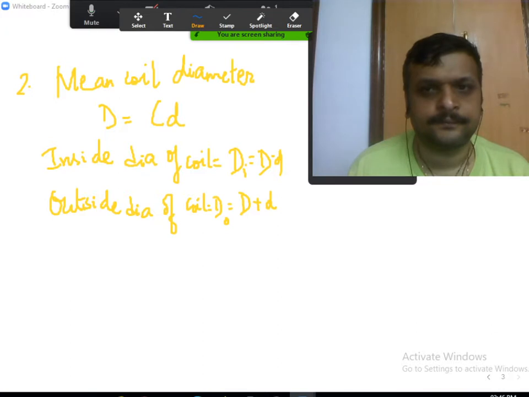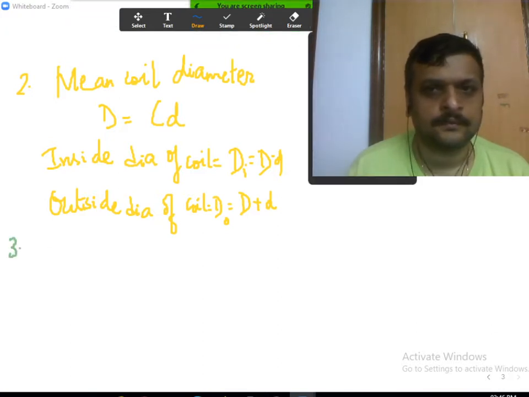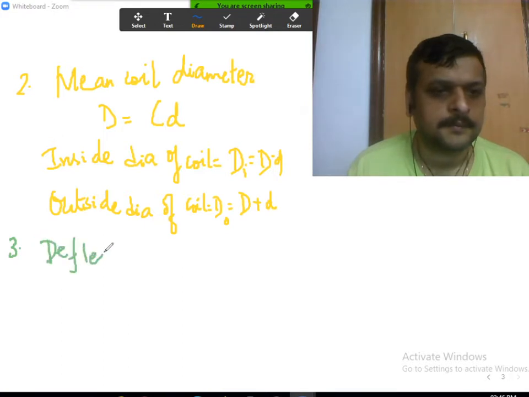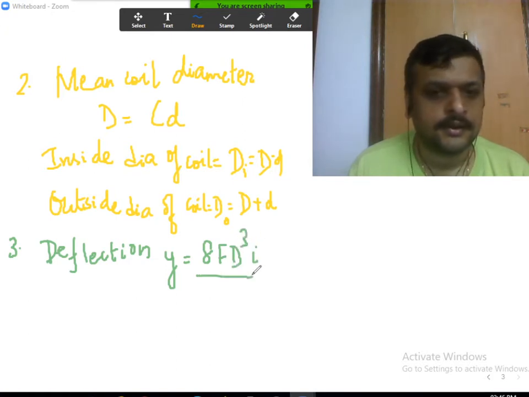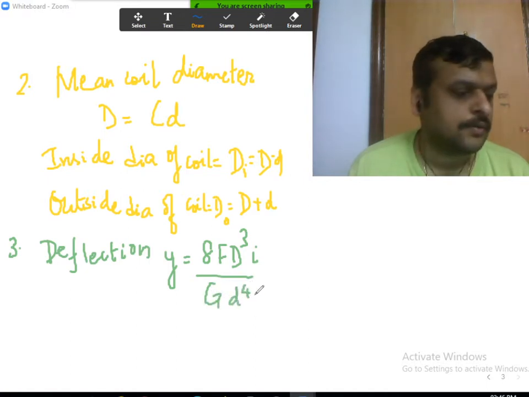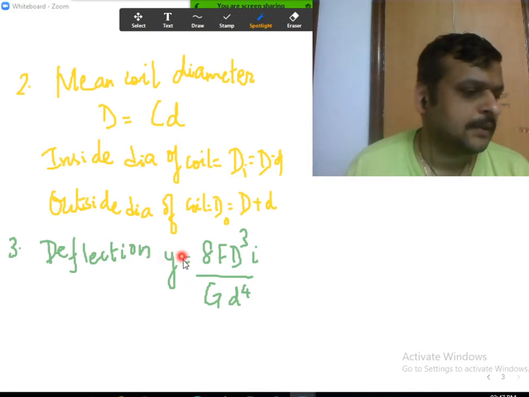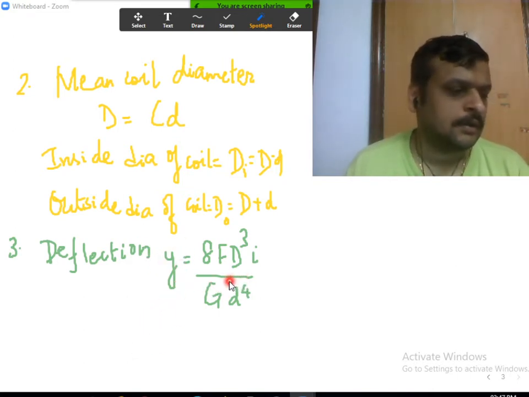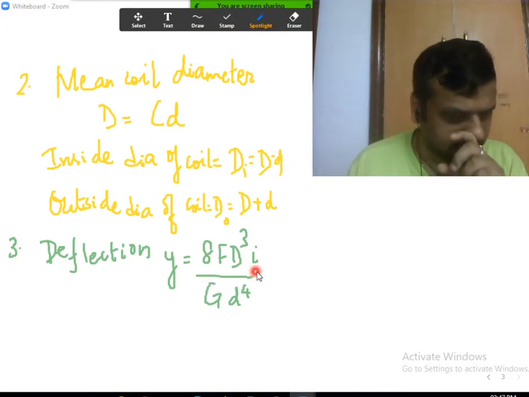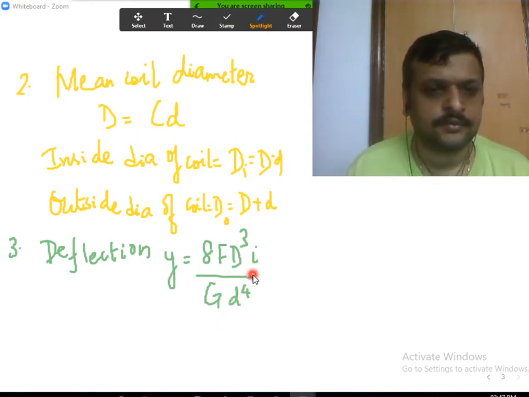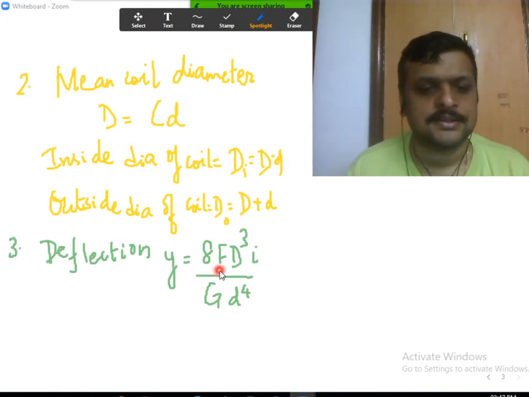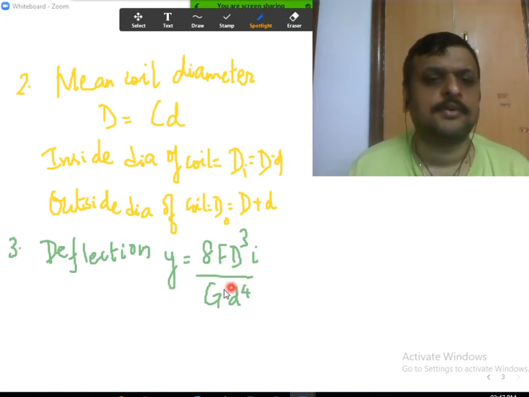So next step will be the deflection. Deflection small y equals 8 capital F capital D power 3 small i upon G d power 4. So here you'll find the deflection y if number of coils i is given. Or find the number of coils i if deflection is given. So this also you can use. Both equations are given separately. If you have this equation, you can derive from this. You will come to know when we solve problems.